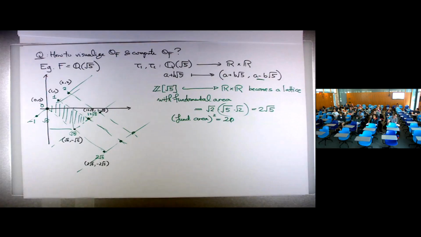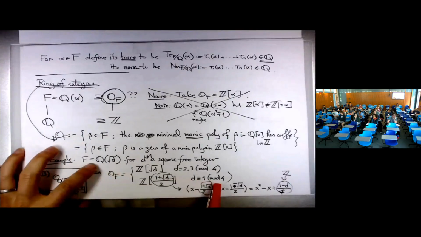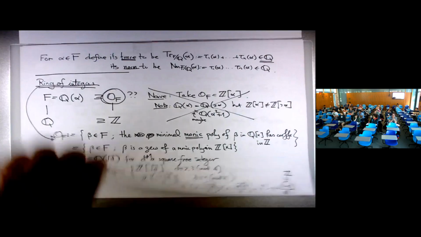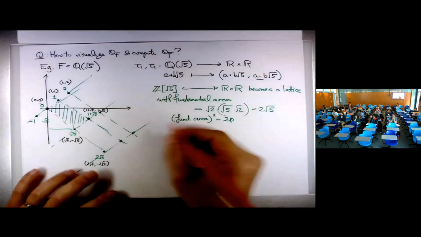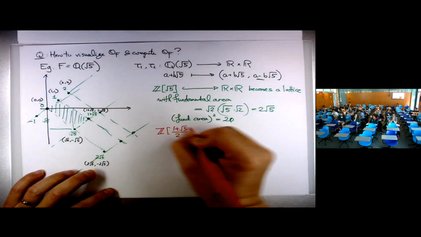Now I want to remind you that for Q adjoin root of 5, Z adjoin root of 5 is not the ring of integers. Just a reminder that, remember over here, if D is congruent to 1 mod 4, the ring of integers has this (1 plus root of D) over 2. So what I should have been doing is looking at this one.